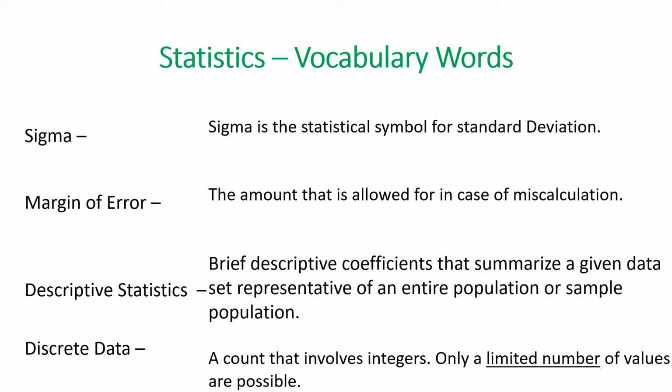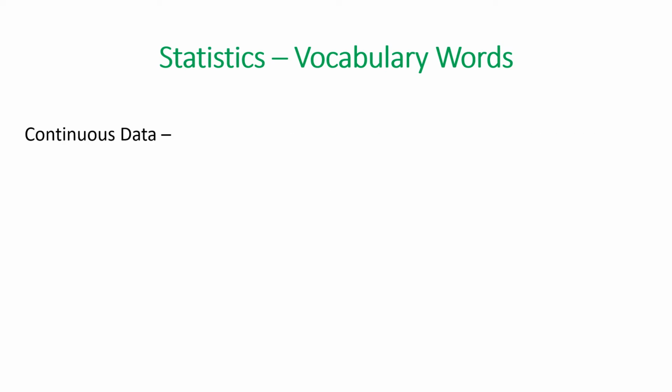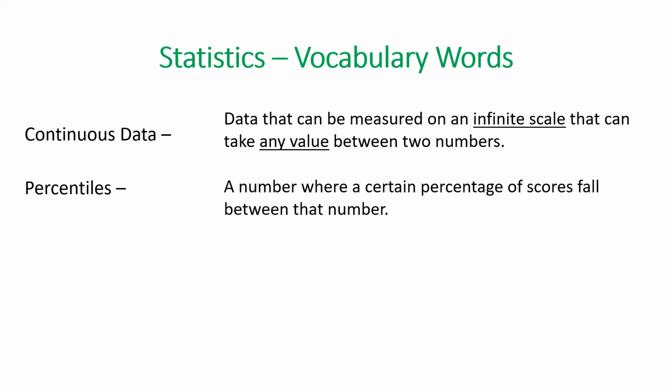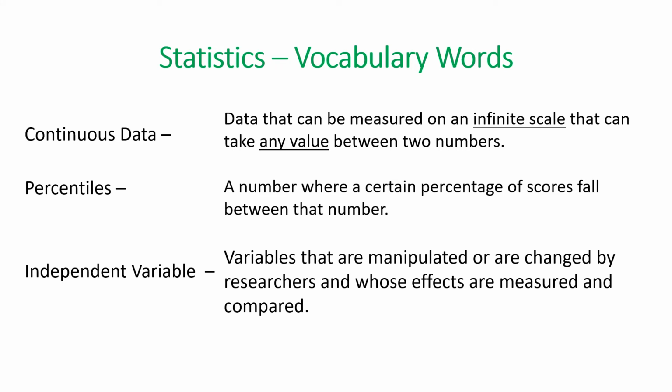Only a limited number of values are possible. Continuous data is data that can be measured on an infinite scale that can take on any value between two numbers. Percentiles are numbers where a certain percentage of scores fall below that number. Independent variables are variables that are manipulated or changed by researchers and whose effects are measured and compared.